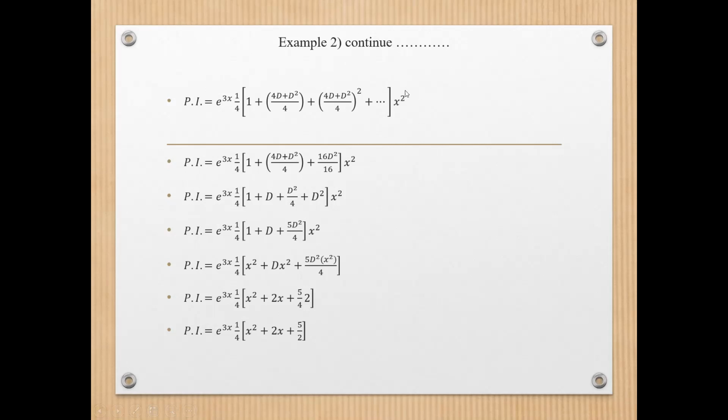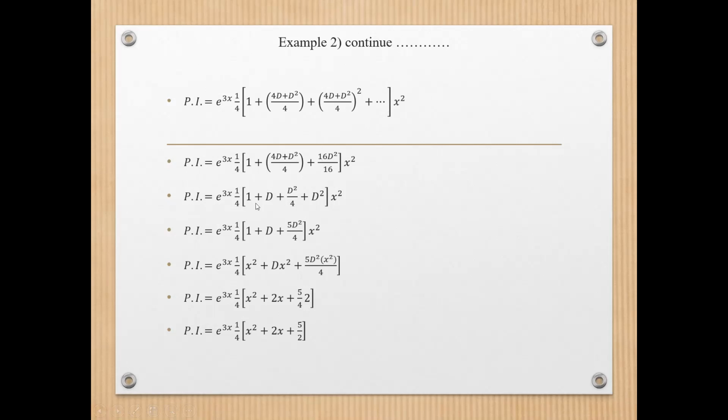Third and onward derivatives of x square are 0. So we have to write only those terms which do not involve a power of d greater than or equal to 3. So we write this bracket after solving with 16d square upon 16. There is no need to write the next term, because the third and higher derivatives of x square are 0. The next term contains at least the third power of d, so it makes the term 0.